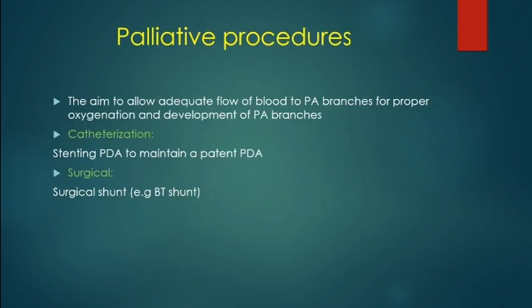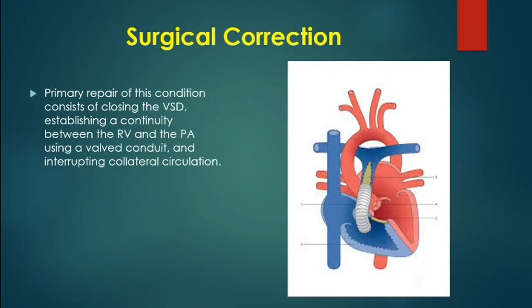Treatment of these cases includes palliative procedures and definitive procedures. Palliative procedures aim to increase the pulmonary blood flow and allow the development of the PA branches. These procedures include either cardiac catheterization for PDA stenting or surgical intervention by Blalock-Taussig shunt. Surgical repair includes a VSD closure with a patch and restoring the continuity between the right ventricle and the pulmonary artery through a valved conduit, with interrupting the collateral circulation.